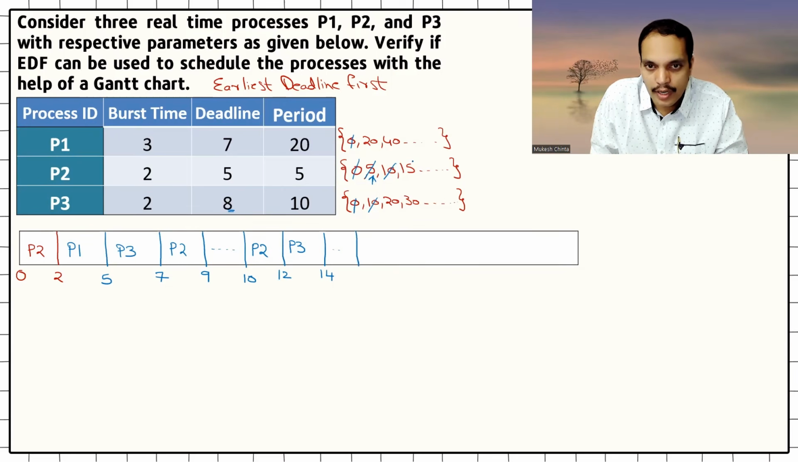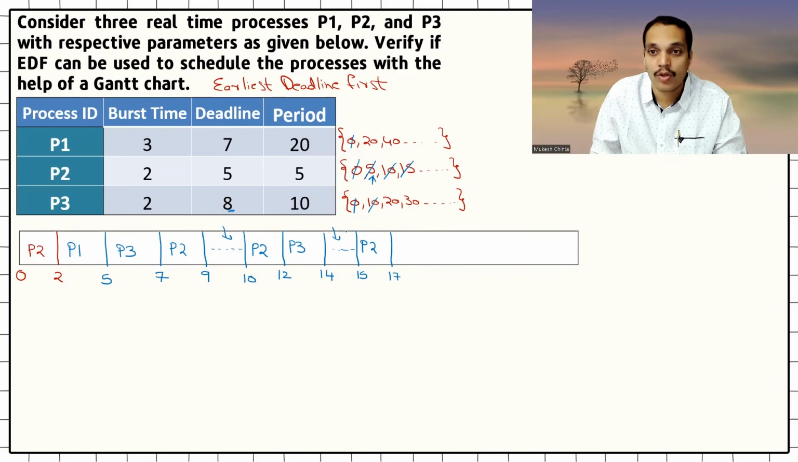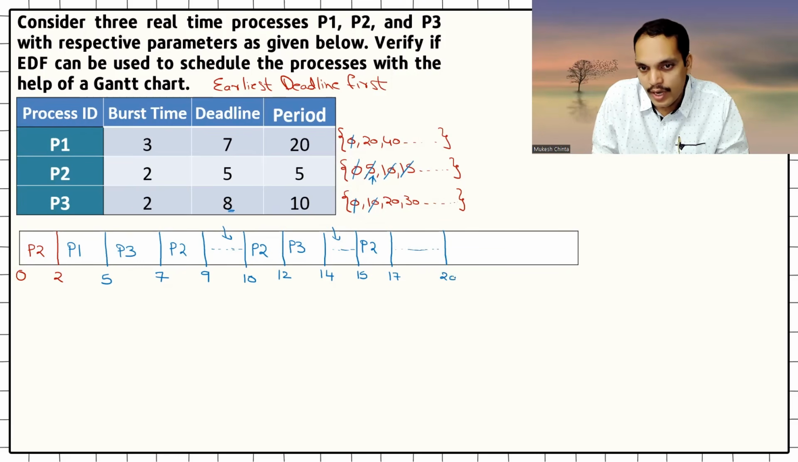At 15, P2 comes into play, and this runs until 17. So these are the two idle periods of the CPU. The CPU does not do anything here because it has no tasks to schedule. From 17 onwards, you can see once again that there are no more processes left here. So till 20, the CPU is idle.